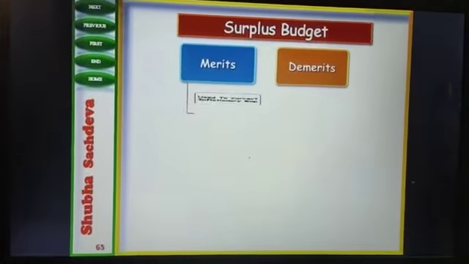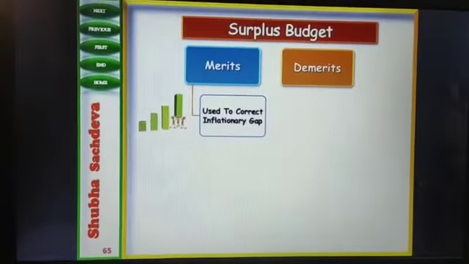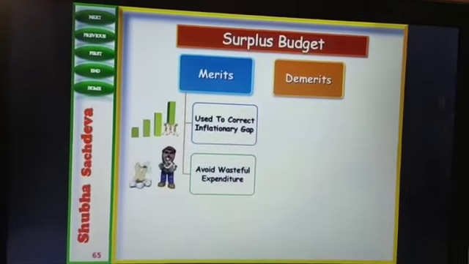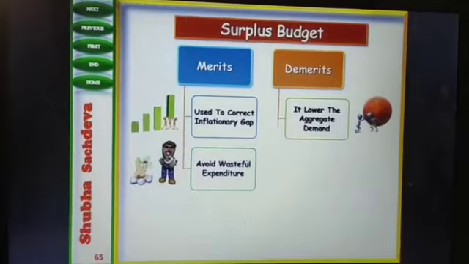This situation is good when there is inflation in the economy. When there is inflation, that means money supply is more, then it is good to have a surplus budget, so that government spends less. So it is used to correct the inflationary gap and avoid wasteful expenditure. Government is doing less expenditure. But there are the demerits.